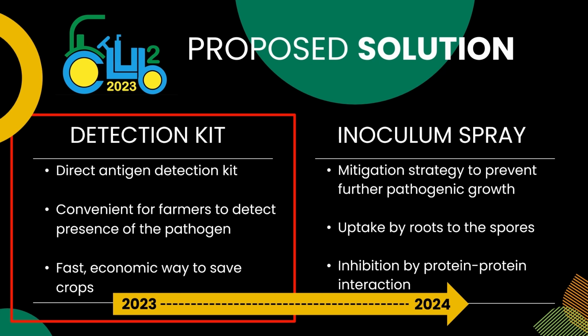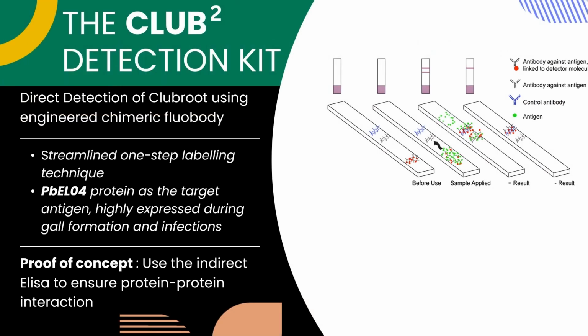Well, how was our project developed? Like stated in the previous slide, we have expanded our test to be a take-at-home rapid antigen test. We have potentially developed an engineered chimeric flow body that can directly detect clubroot infection in soil samples. Our target is a protein called PBEL04, which is highly expressed during infection of hosts and gall formation.